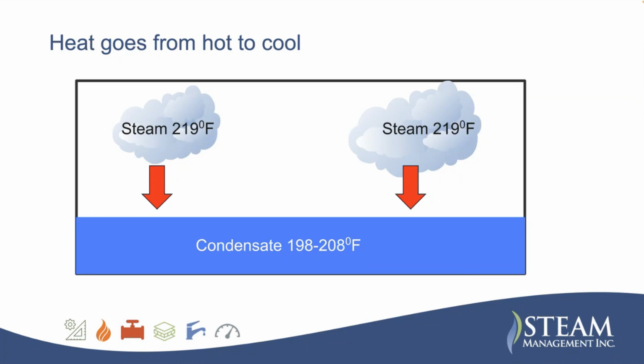Okay. This is my last slide, and this is something to think about: heat goes from hot to cool. So if there's steam up here, what it wants to do is get down into the condensate and cool off. That's all it wants to do.